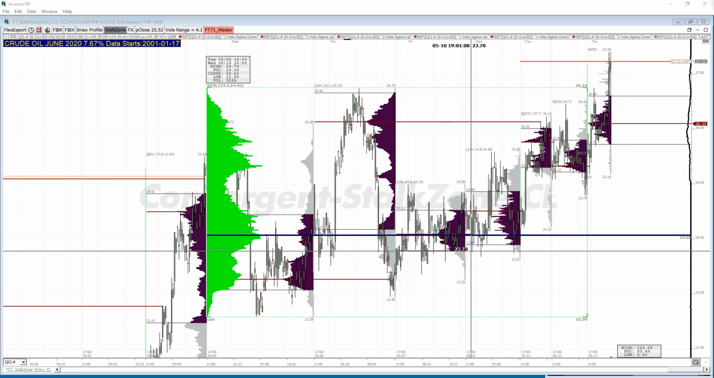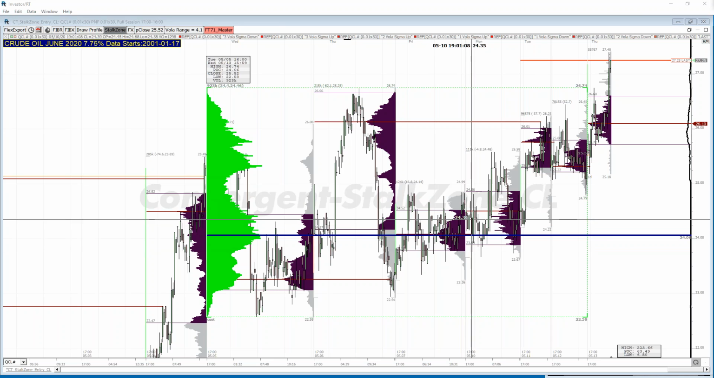But the market is an auction. Accept that the market's an auction, and you don't have to use volume profiling. I'm not telling you you have to use it. It's just a tool for organizing information. But having it helps us see what the auction is doing. And that's what today's session was about.